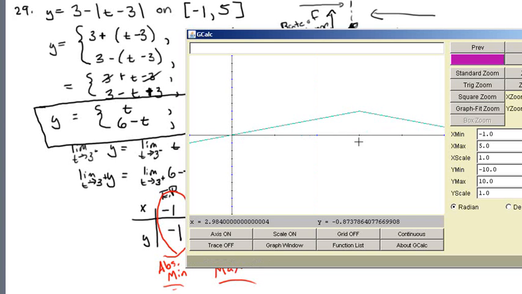And I hit enter. So right at x equal to 3, I have a value of 3. At negative 1, I see that it's lower than over here at this endpoint. So our max is here and our min is here, just like was predicted by the work we did. So that is number 29.